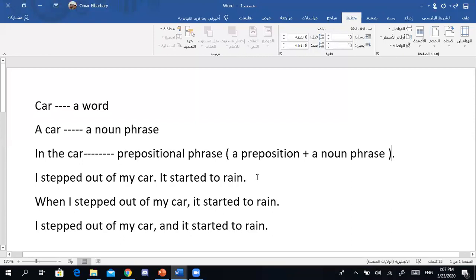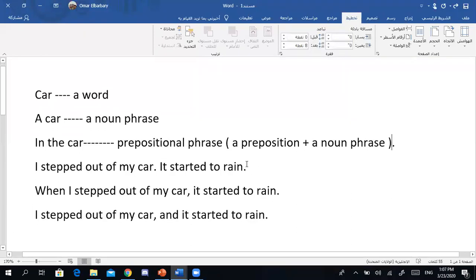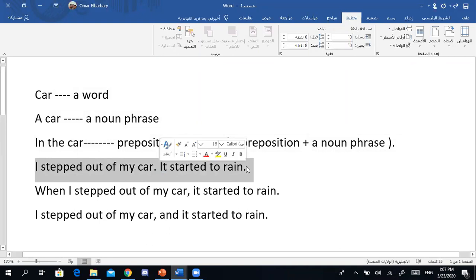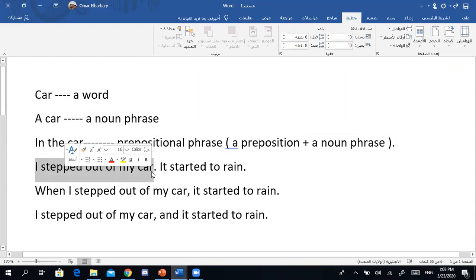Who's next on my list? Let's move to Muhammad Al-Aqil. Can you read this utterance, please? I stepped out of my car. It started to rain. So how would you define I stepped out of my car? Is it a word, a phrase, a clause, or a sentence?